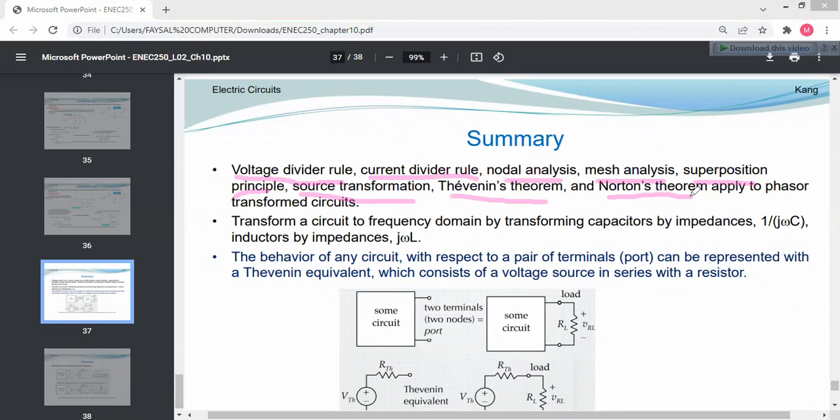So the behavior of any circuit with respect to a pair of terminals can be represented with the Thevenin theorem. First, there must be some circuit, some load, some resistor, and there must be two terminals, two nodal points, to find the values. So first will be my reference value or the source value, and the next will be my V naught or I naught, which I have to find for my given circuit. This can be found by using Norton theorem.